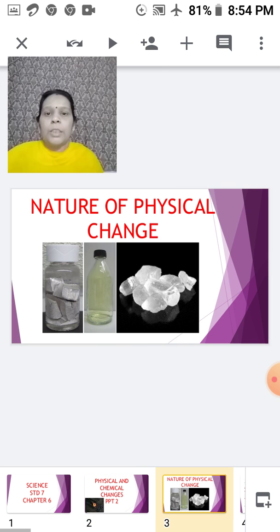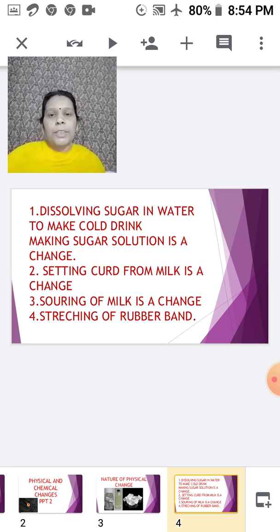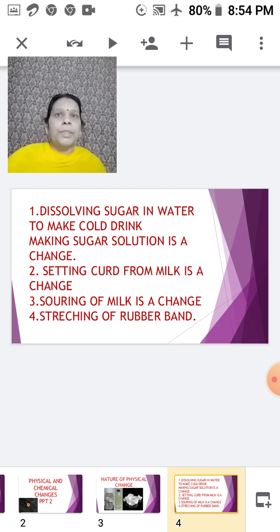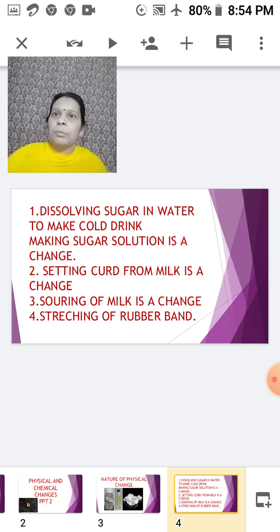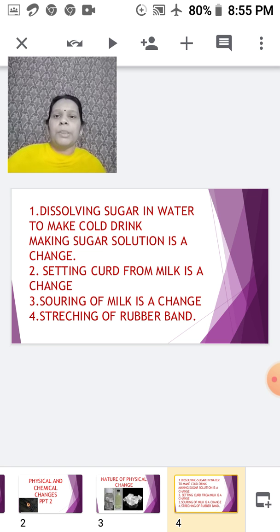So, children, yesterday we studied the nature of physical change, where we found that when we tear the paper, it becomes smaller in size, but it still remains paper. When we blow an inflated balloon in the air, it remains there for some time and then it deflates. Although the shape changes, no new substance is formed.